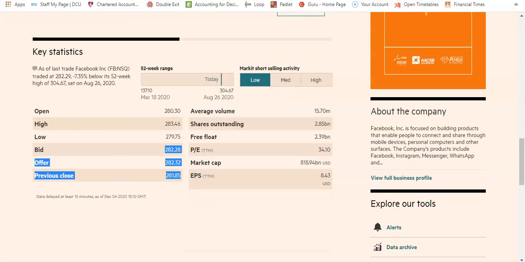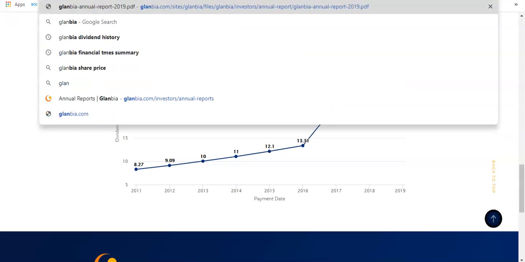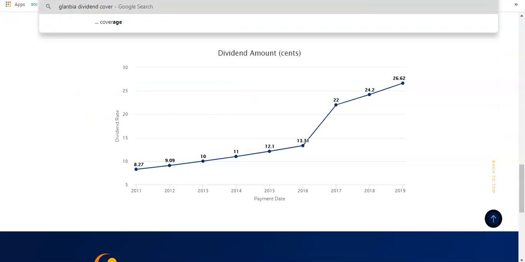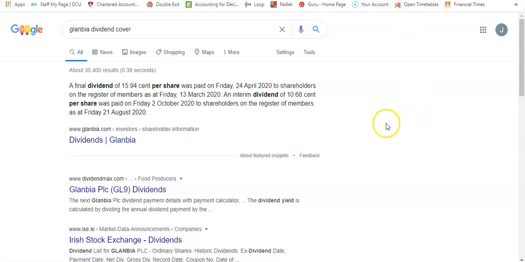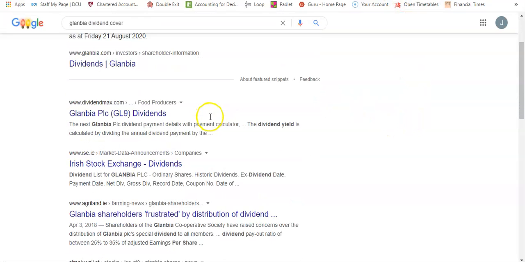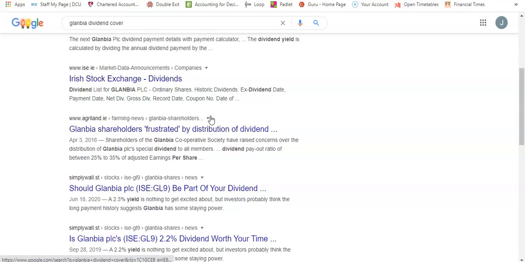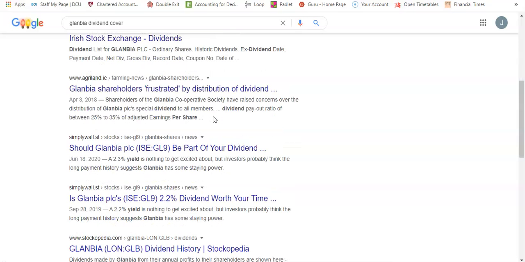So we'll just look at, for example, Glanbia dividend cover. Do they give it out as a key metric? No, they don't give that as a key metric. It's only dividend yield. Dividend yield is essentially looking at dividend divided by the market price.